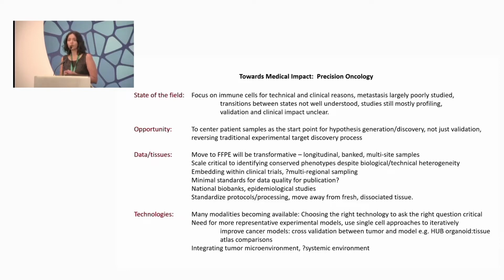A big question that was raised was one of data quality. Should the field adopt minimal standards for the number of gene reads per cell, for example, the number of cells that should be considered publishable, or how do we interpret these data, or how do we correct, quality control and batch process these data? How can we integrate national biobanks and epidemiological studies into our analyses?